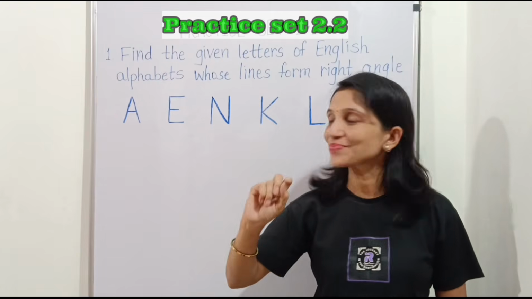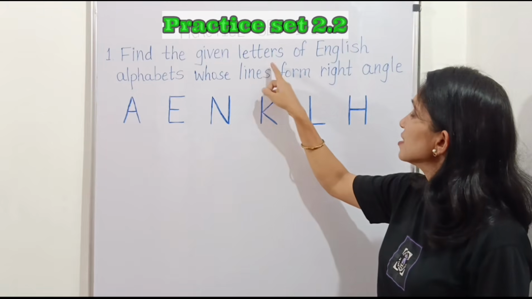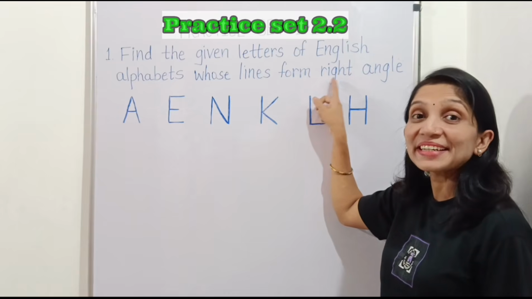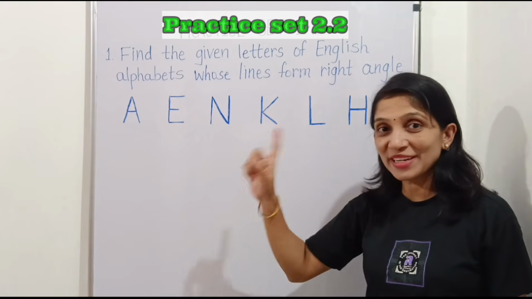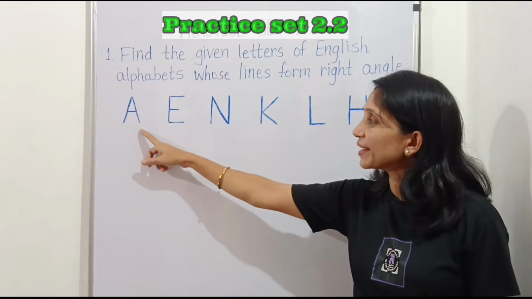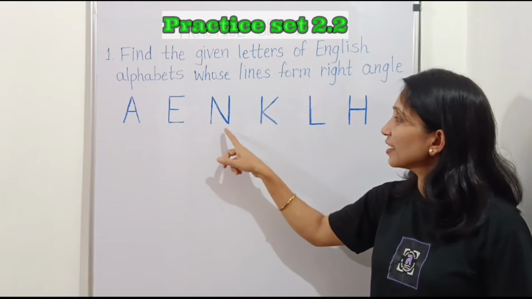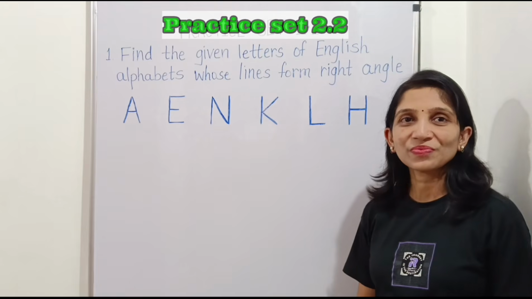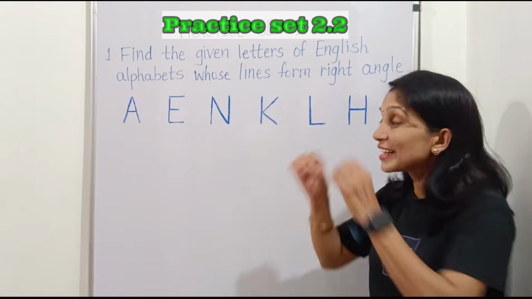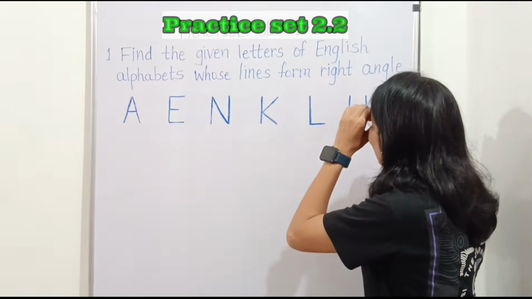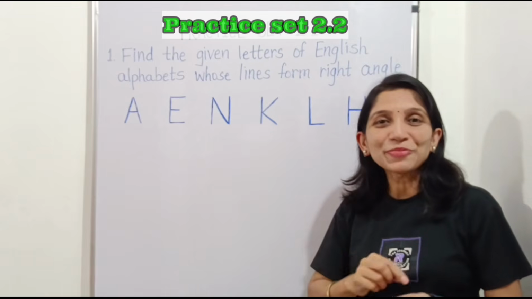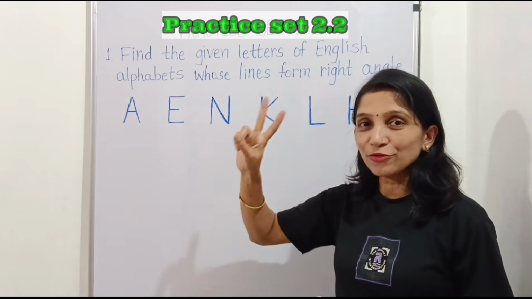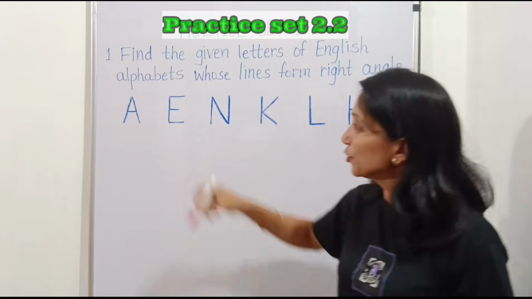Our first case is: find the given letters of the English alphabet whose lines form a right angle. And the suspects are alphabets A, E, M, K, L, H. Let us investigate and make the report. Alphabet A. It forms an acute angle.